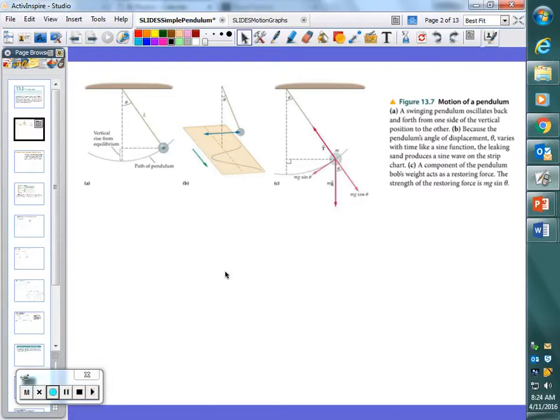So we talked about the idea that gravity always points straight down, but because the object is not moving straight down, part of that component of gravity brings it back towards the center.